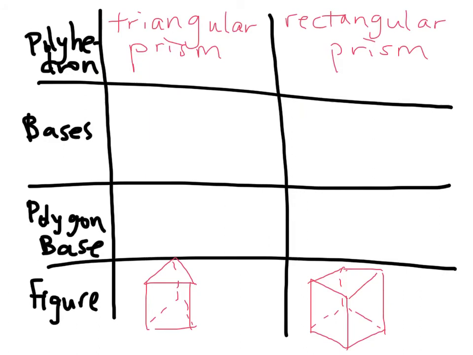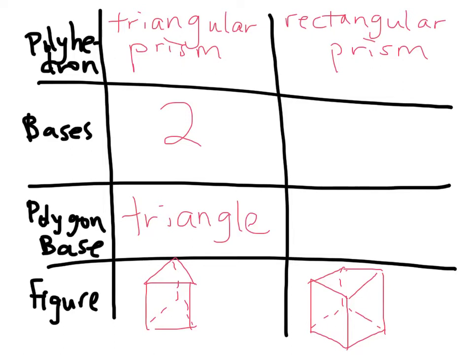Okay, so let's talk about these four different types of polyhedrons. We can have a triangular prism. So if you look at the figure down here below, this triangular prism has a triangle down here at the bottom and a triangle here at the top. Now my drawing's not super accurate, but those triangles would be congruent polygons. They're exactly the same. And so we would say that that polyhedron has two bases, and the polygon base is a triangle. The polygons at the top and bottom are both triangles.